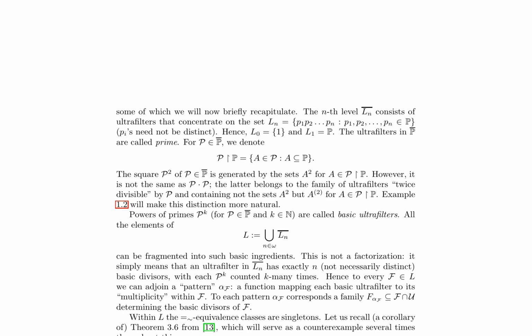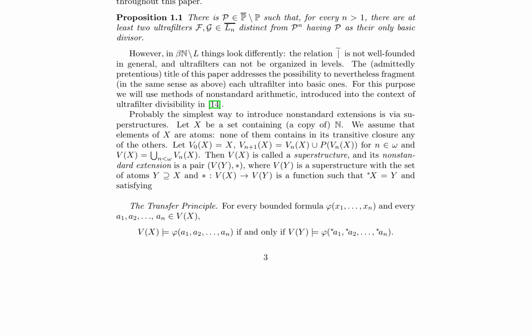A corollary of Theorem 3.6 from [13] serves as a counterexample, stating that there is p element of P such that, for every n greater than 1, there are at least two ultrafilters F, G element of L_n distinct from p^n having p^n as their only basic divisor.